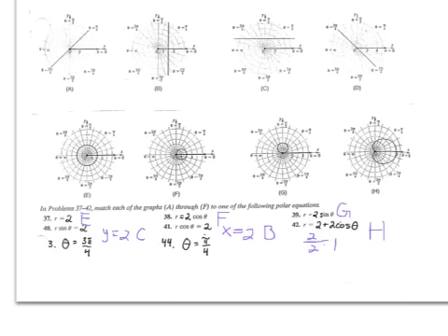And then finally, we have theta equals 3 pi over 4. And what that is, it is the line that covers that angle. So that would match up with graph D. And then finally, 44, we have theta equals pi over 4, and that would be the line that matches up with that angle. So that would be graph A.